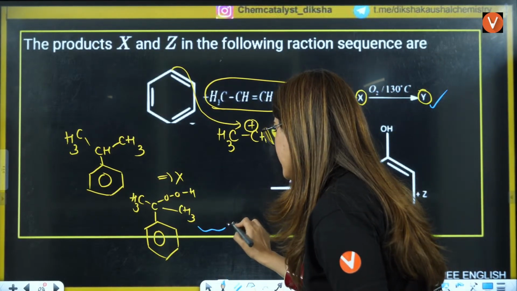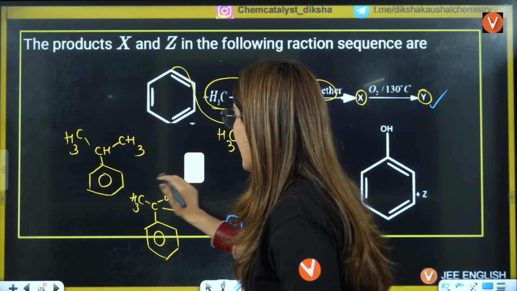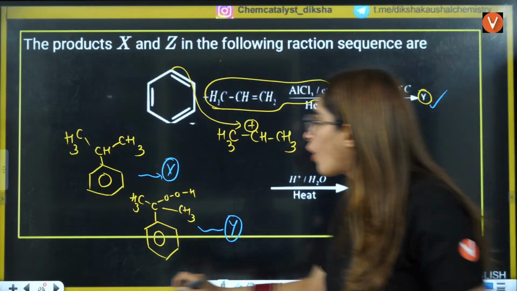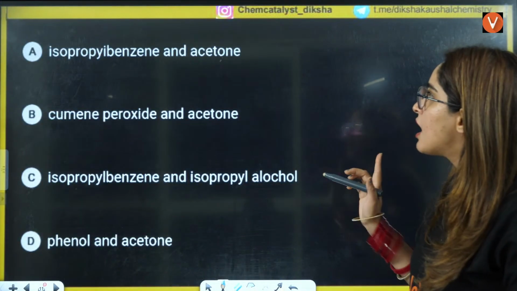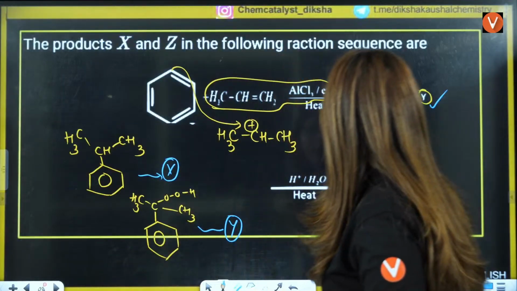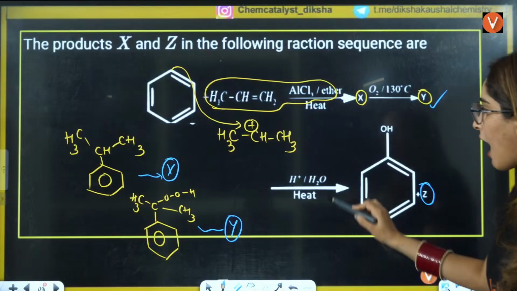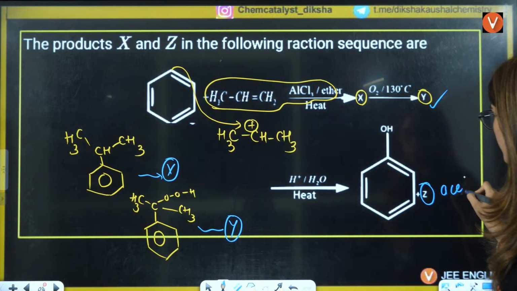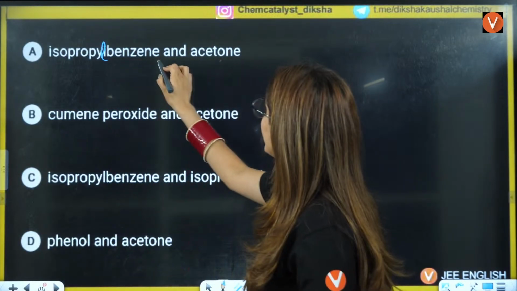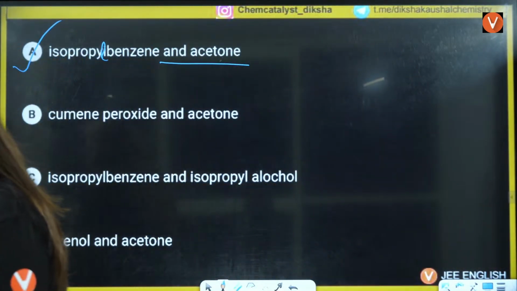That is Y, I'll just write it here. This is Y, and this is X, okay? That is the cumene process. Now let us see the options. First is isopropyl benzene. They are asking you X and Z. Z is what? After that, you will have phenol and acetone, right? So the answer will be isopropyl benzene and acetone. That is A, which turns out to be the correct answer here.